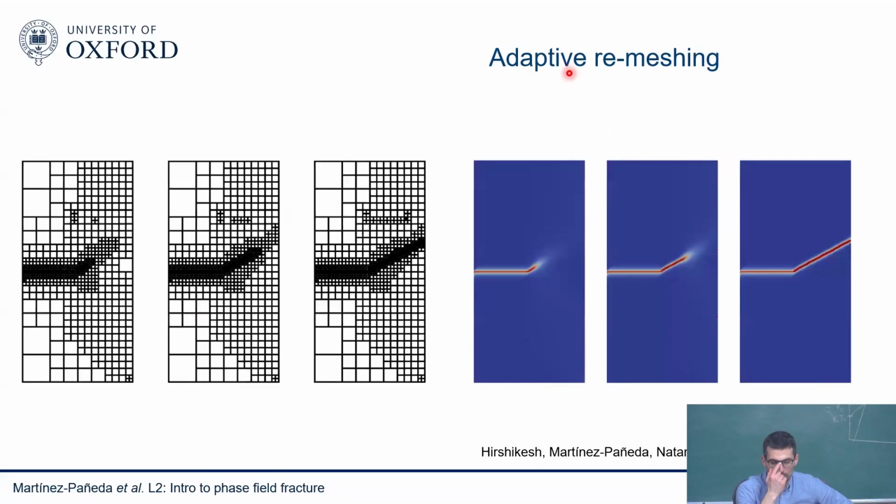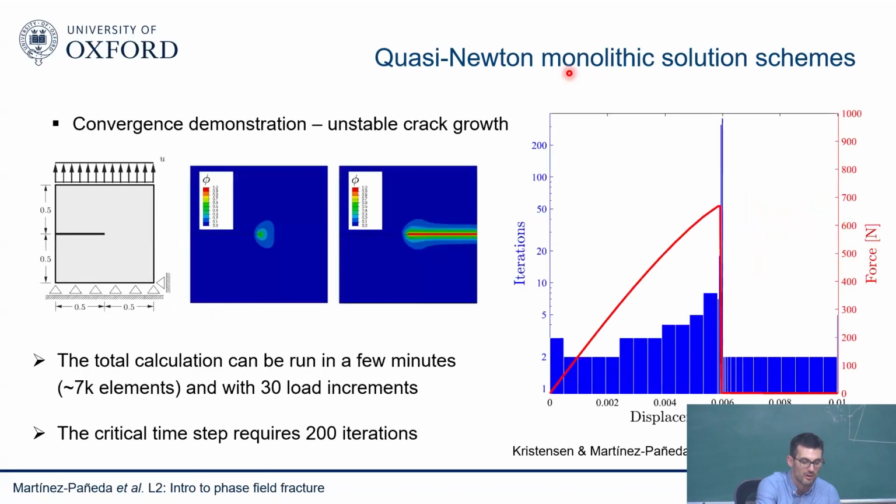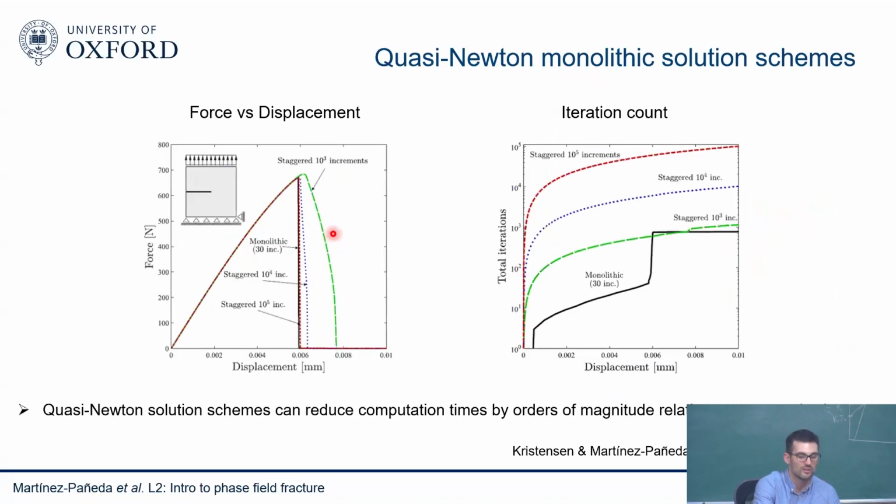What else can you do? Well, you can do adaptive remeshing. Maybe the takeaway that I should say is that the method is very promising. It's in good agreement with well-established theory, not only fracture mechanics, but also strength-driven fractures. But you do have to pay a computational cost. Your mesh has to be fine along where your crack is going to propagate. So what can you do? Well, first, these monolithic solution schemes, in my opinion, significantly accelerate calculations because you can use 10 load increments to resolve your problem. So you can do it in a few minutes.